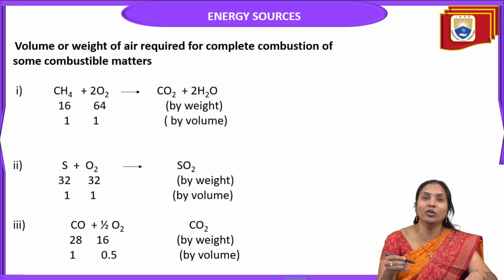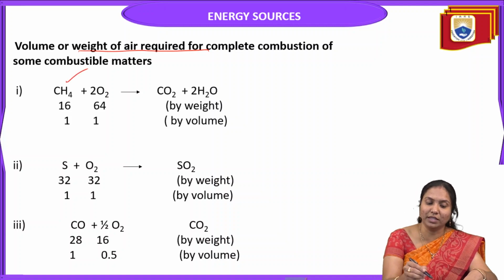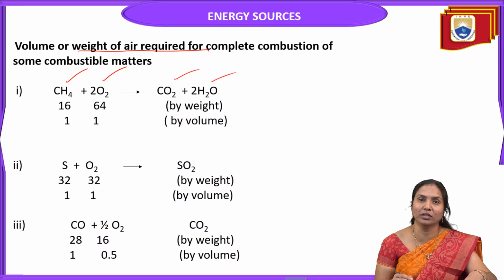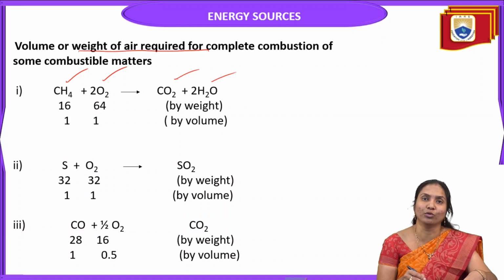For example, volume or weight of air required for complete combustion of some combustible matters. We are taking here by weight and by volume. For example, methane interacts with atmospheric oxygen, and combustion products are carbon dioxide and water. So by weight, what is the ratio? 16 and 64. Or by volume, 1 methane and 1 part of oxygen.